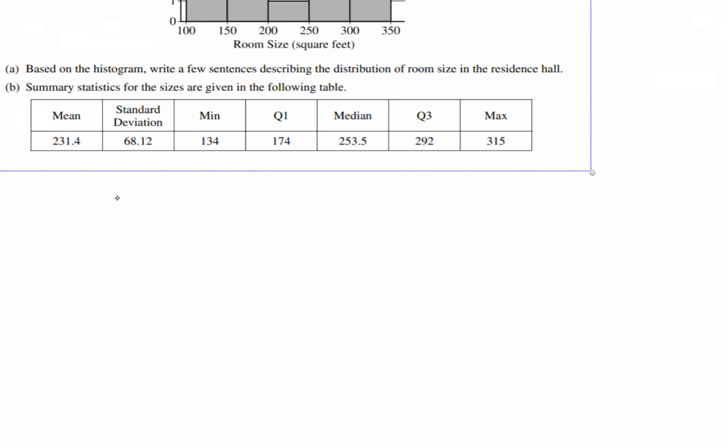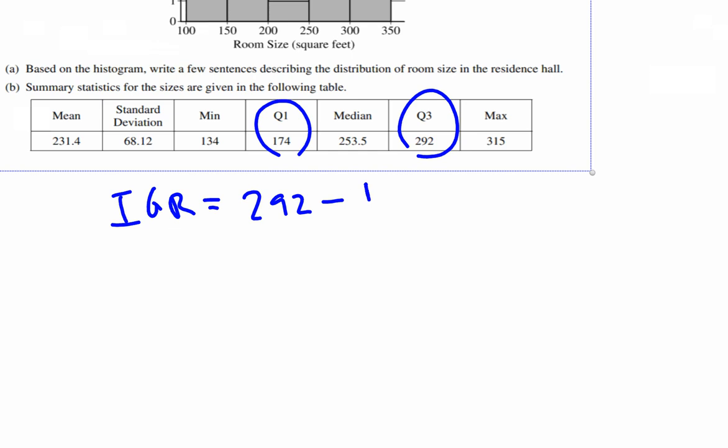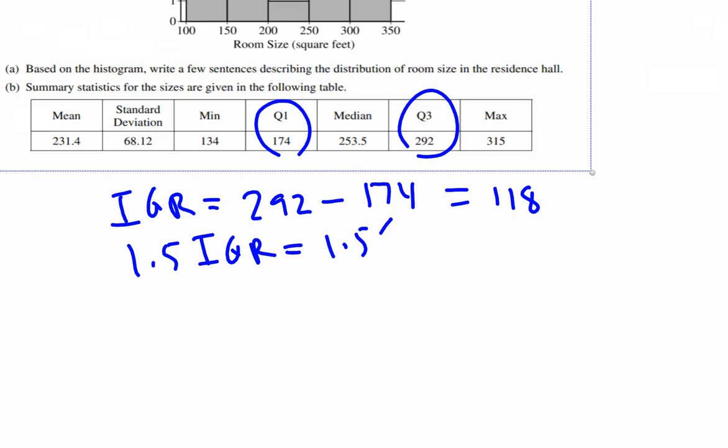So here, the IQR, if we go to compute that, would just be 292 minus Q1. So this is Q3, here's Q1, minus 174. So we need to subtract those numbers. So let's see, 292 minus 174, we're getting 118. And while we're at it, let's do 1.5 times the IQR, or 1.5 times 118. So if we do that, we end up getting exactly 177.